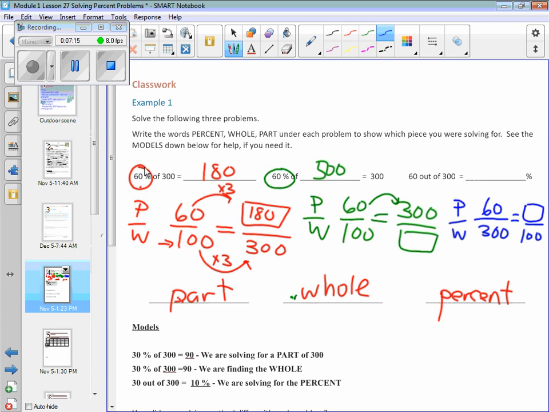A little bit more difficult because you got to divide this time. Kevin. Yep, if you divide both the bottom and the top by 3, you get 20%, and that's my answer there. Let's go on to the next page.